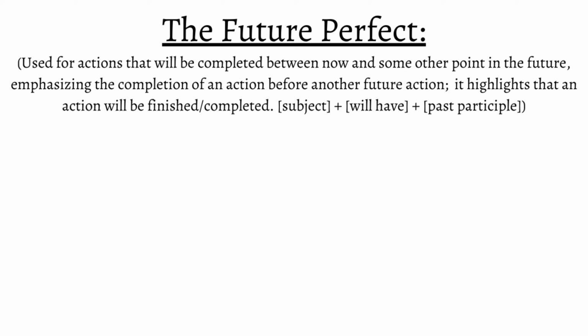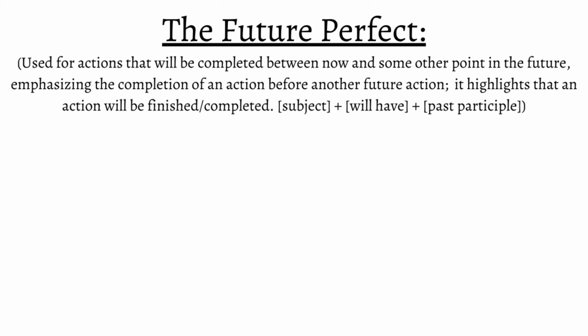In the subject-verb agreement, we'll have a subject, the auxiliary verb will, the verb have, and then the main verb in the past participle form. This pattern will remain the same no matter what the subject is. A subject plus will have plus a past participle.